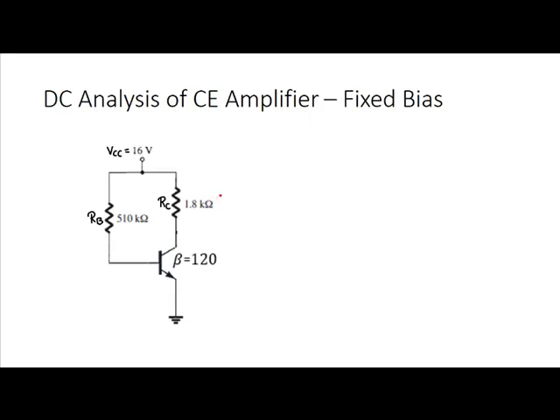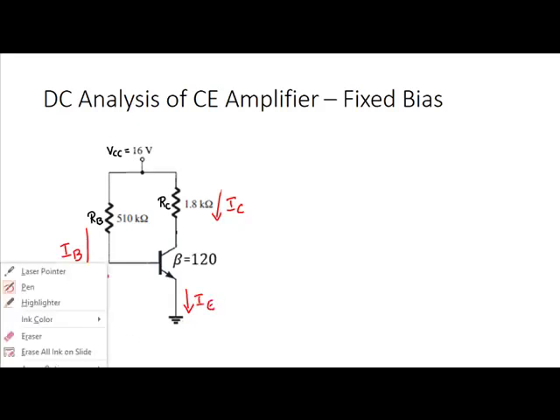Current flowing through the resistor RC is IC. So I'll mark it as IC. The current flowing through the resistor RB into the base is IB. I'll mark it as IB. And the current coming out of the emitter terminal is IE.